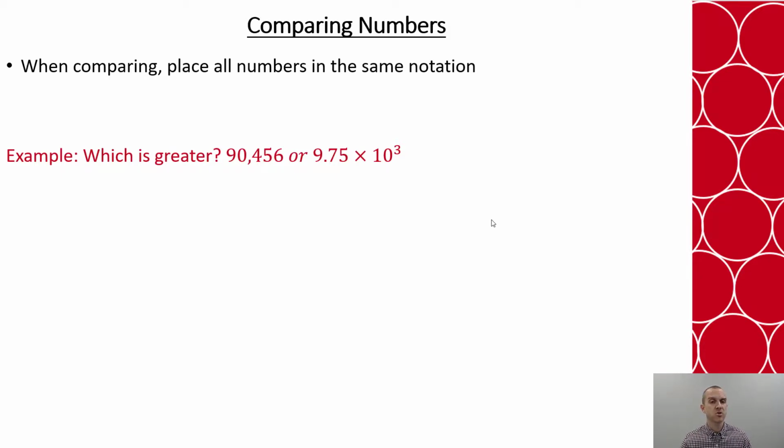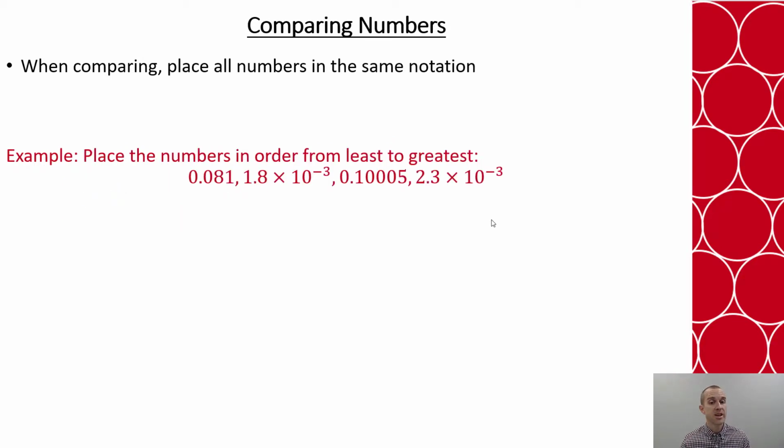So I can choose which I would rather change. Maybe in this case, I'd rather convert the 9 and 7500ths. So I move that decimal 3 places to the right, and that's going to give me the number 9,750. Now I'm really comparing 90,000 to 9,000. I know that the 90,456 is greater than 9,750.